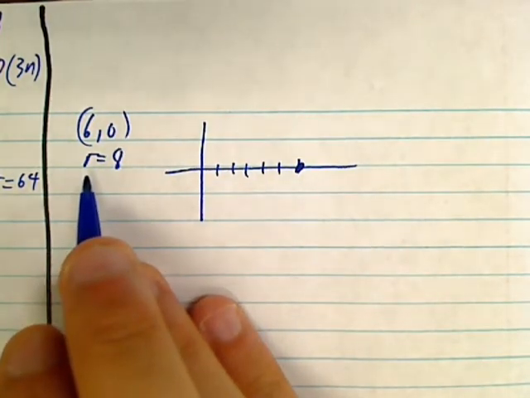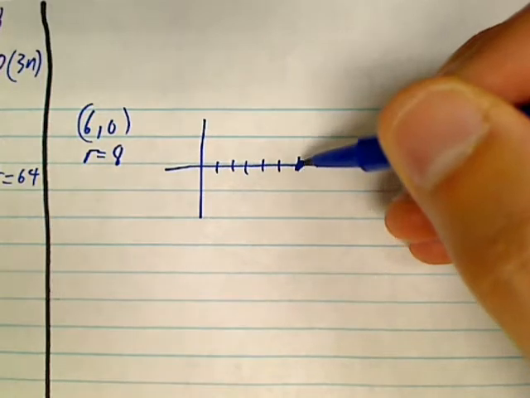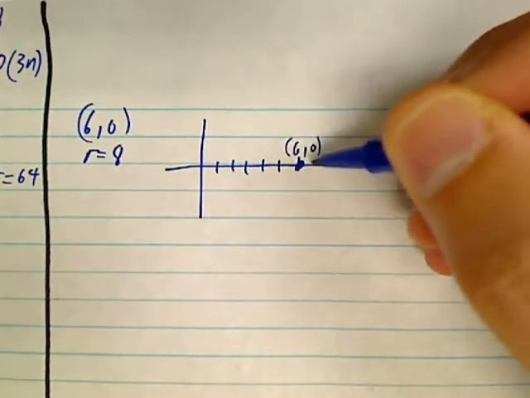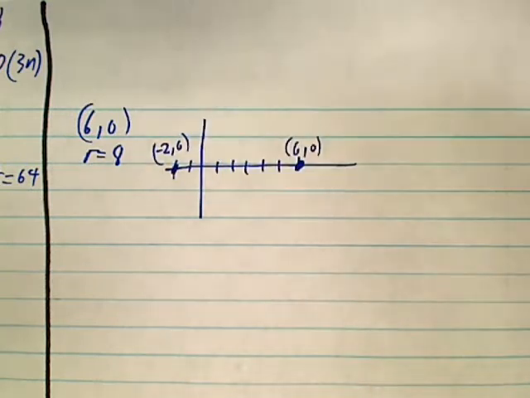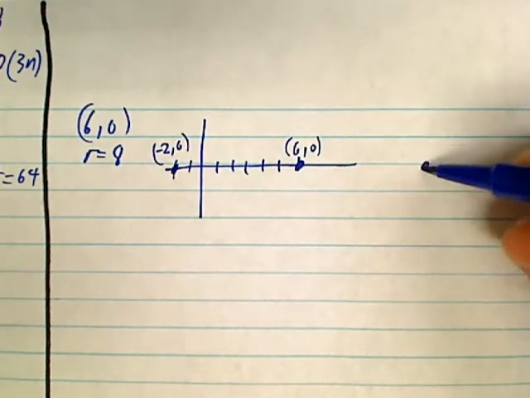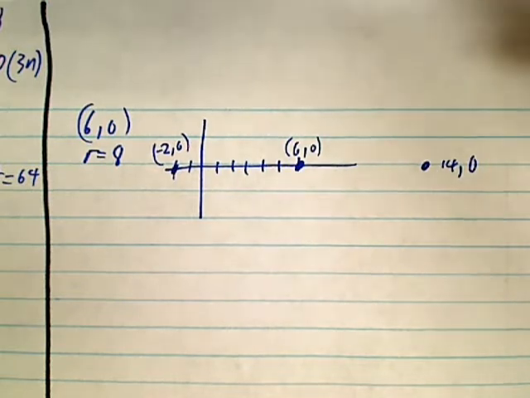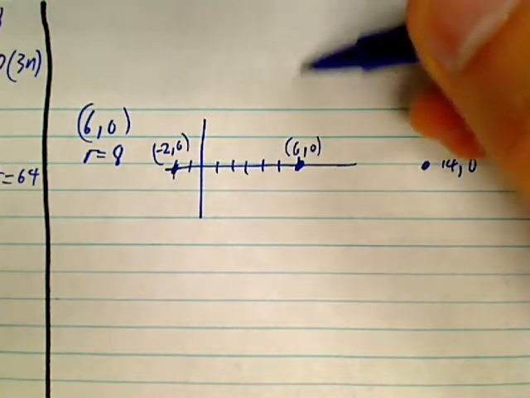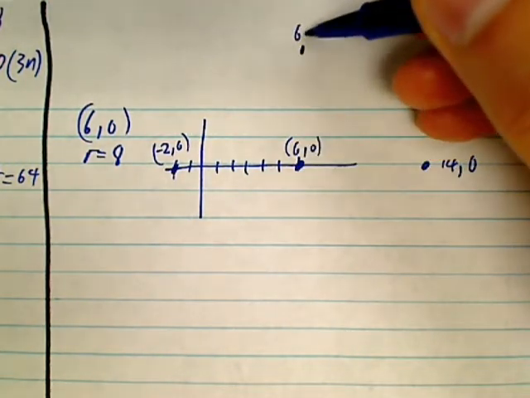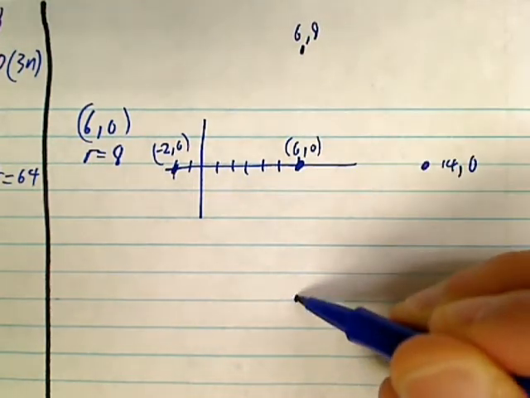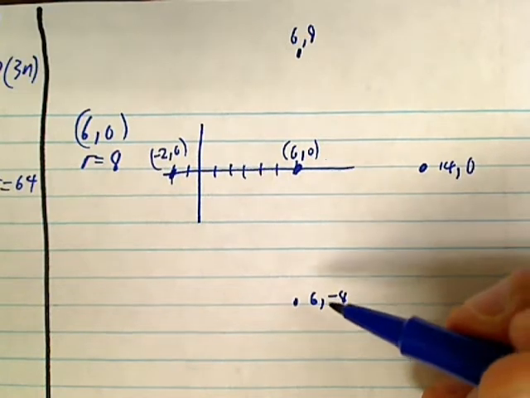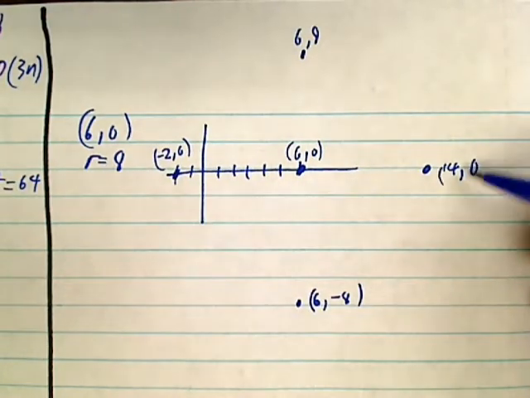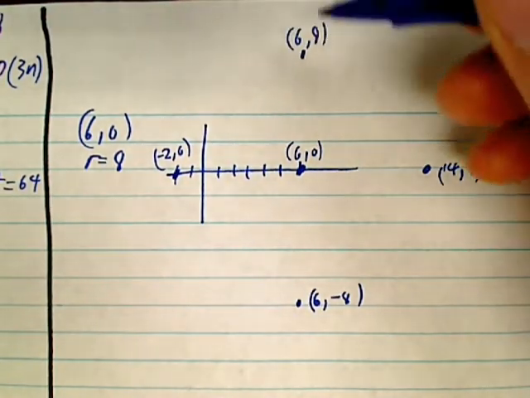I think it's easy just to go up, down, left, right, 8. So 6, 0. Left 8 would be right there at negative 2, 0. If you add 8 to it, there's the point at 14, 0. If you go up 8, that's going to be 6, 8. And down 8, 6, negative 8. Oh, I regret my scale. Okay, so having those 4 points as a guideline will be very helpful.